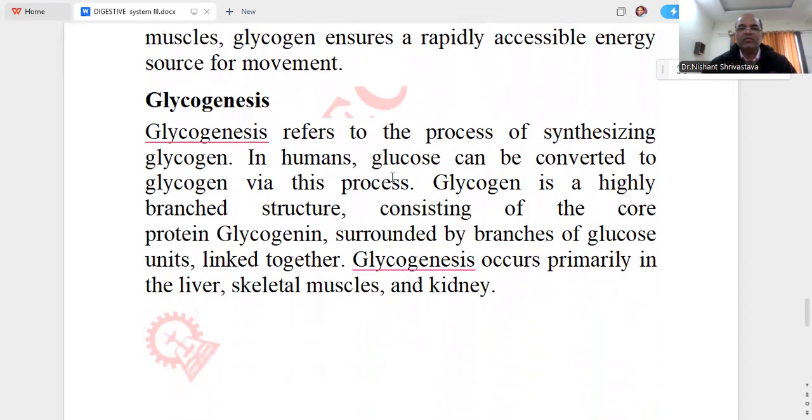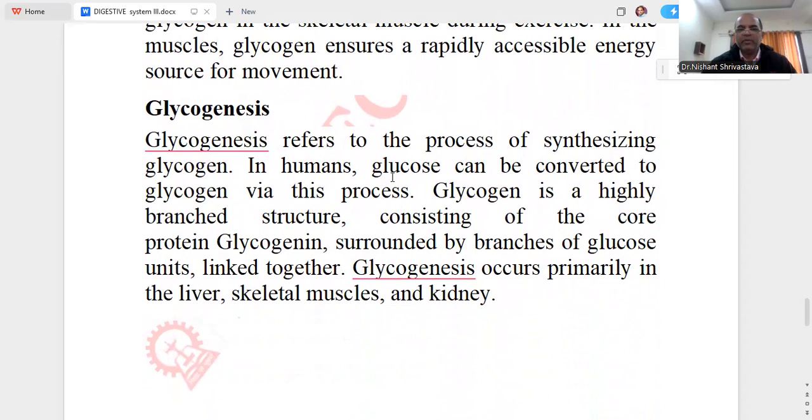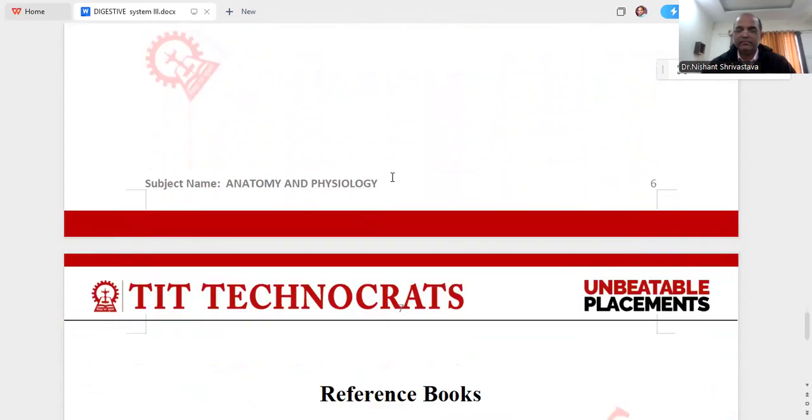Then the last one is glycogenesis. Genesis means formation. So glycogenesis refers to the process of synthesizing glycogen. In humans, glucose can be converted to glycogen by this process. Glycogen is a highly branched structure consisting of a core protein, glycogenin, surrounded by branches of glucose units linked together. Glycogenesis occurs primarily in the liver, skeletal muscle, and kidney.